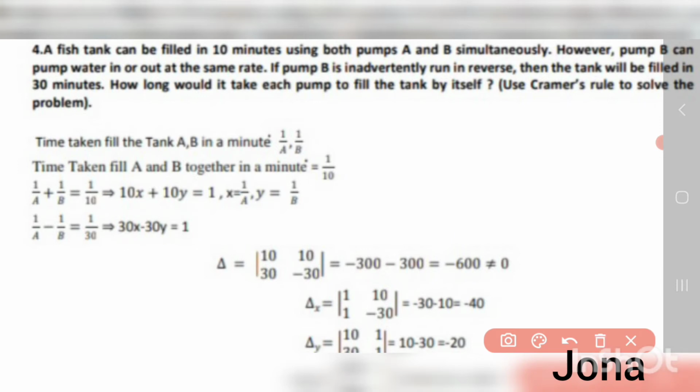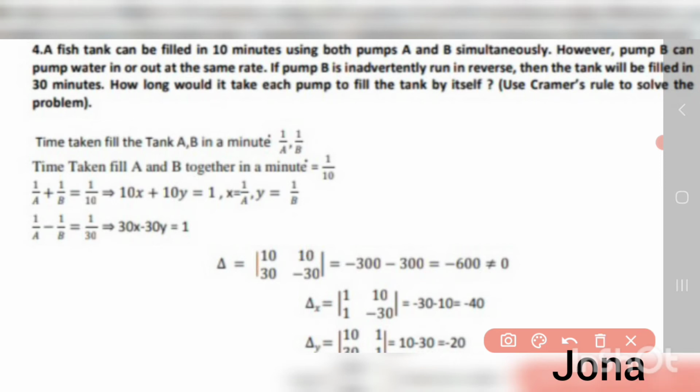So now we got two equations. The one is 10x plus 10y equal to 1. The other one is 30x minus 30y equal to 1. From these two equations we have to use Cramer's rule. For Cramer's rule we want to find the delta value, the determinant value. Delta equal to the determinant 10, 10, 30, minus 30. That is minus 300 minus 300, so totally minus 600, which is not equal to 0.